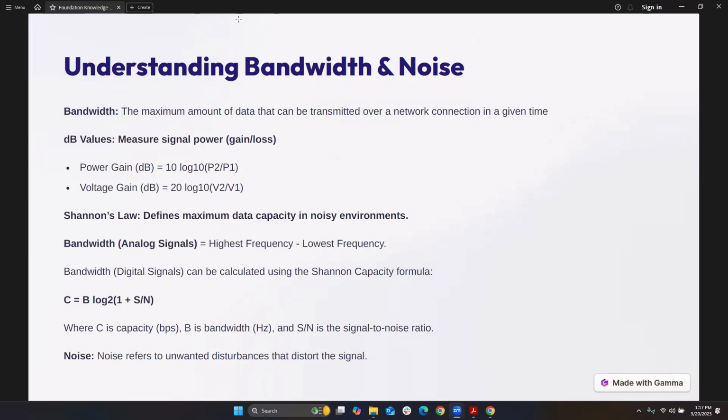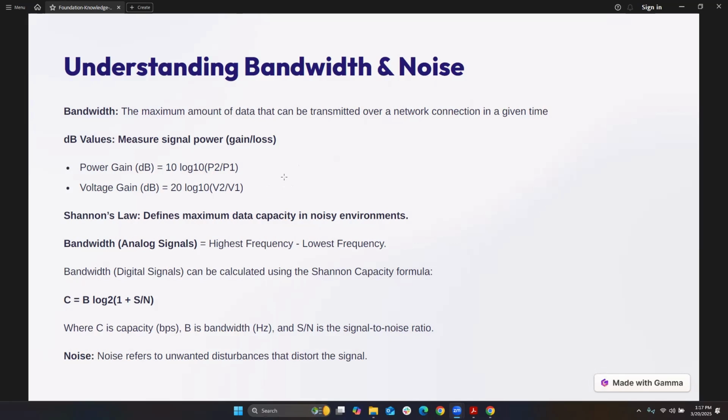How is signal strength measured? Signal strength is measured in decibels, which indicates signal gain or loss. There is power gain and voltage gain. Power gain measures the power change in the signal, and voltage gain measures the voltage difference between the two inputs. Those two are calculated using these two equations. A higher decibel value means a strong signal, while a lower or negative dB means the signal is lost or very low.